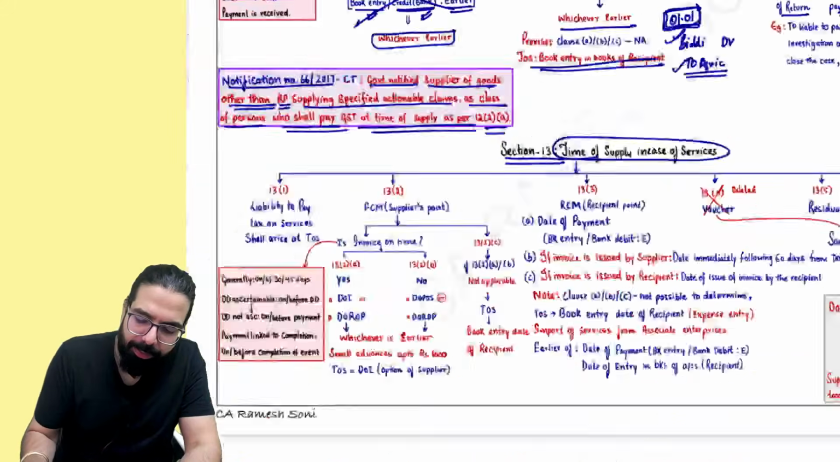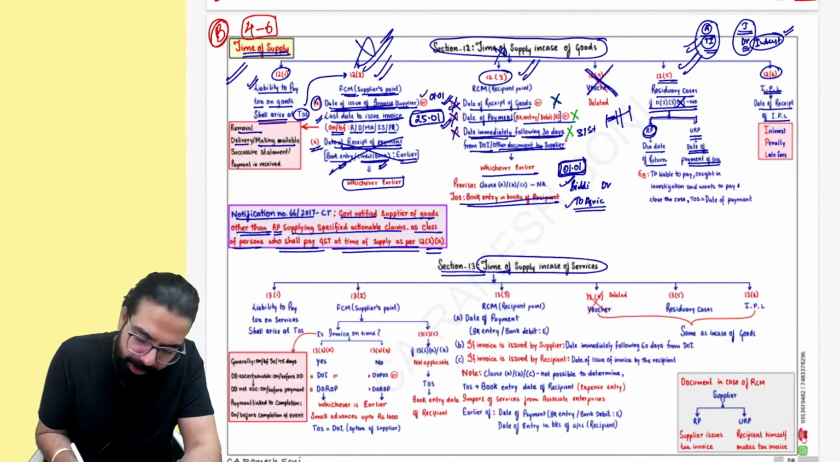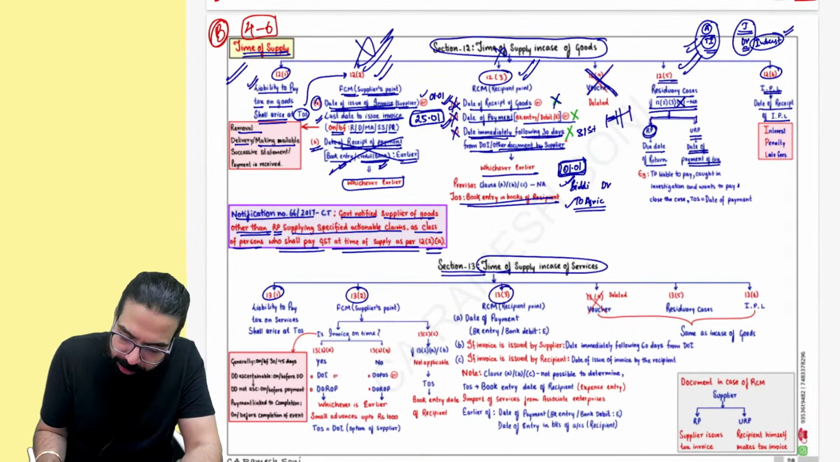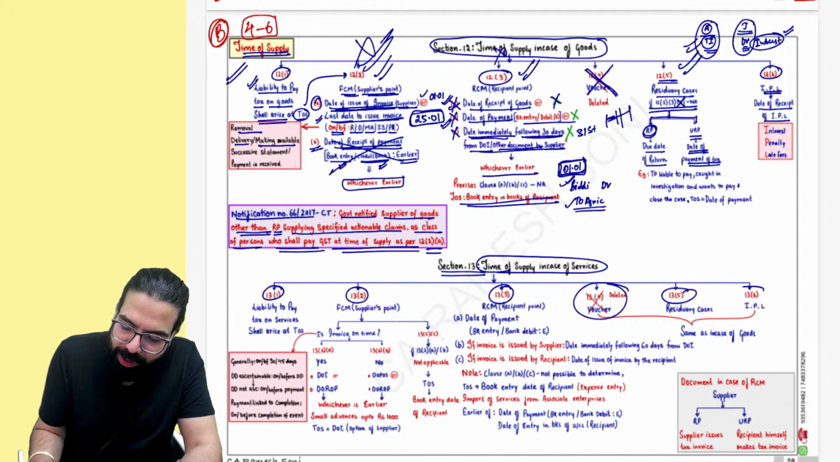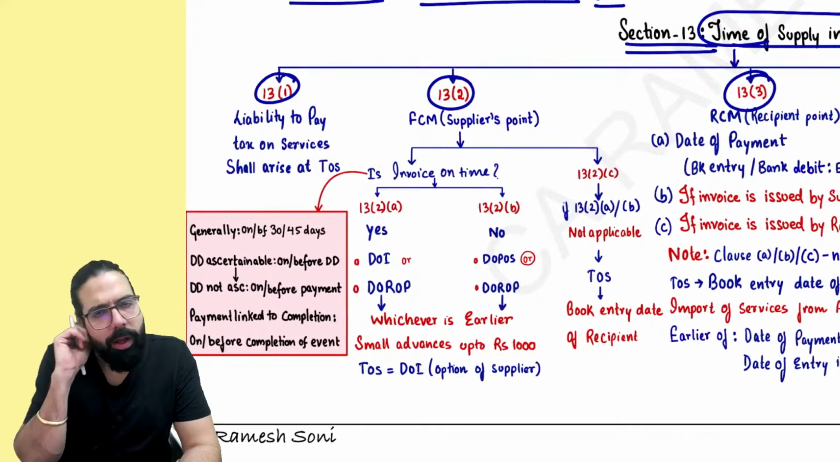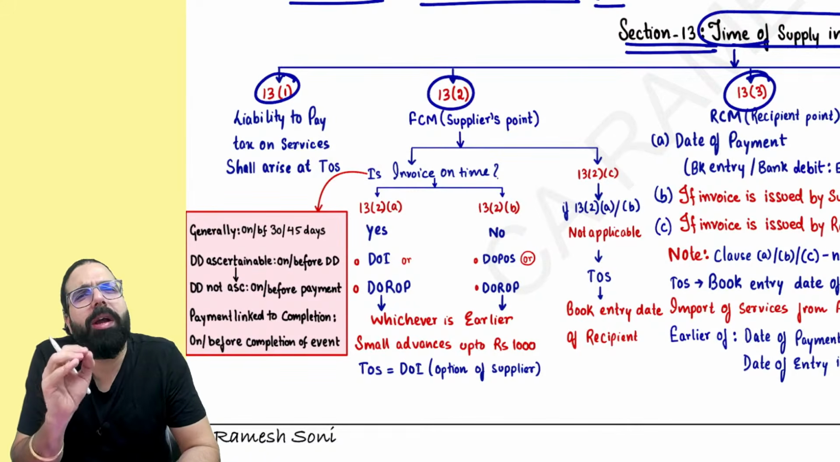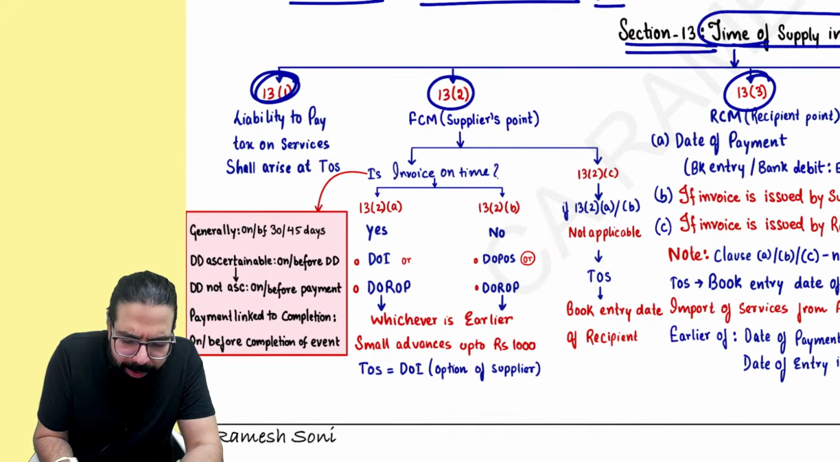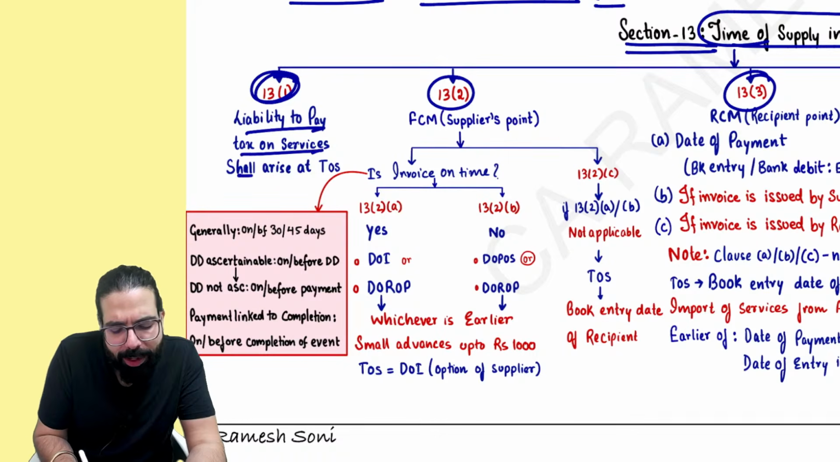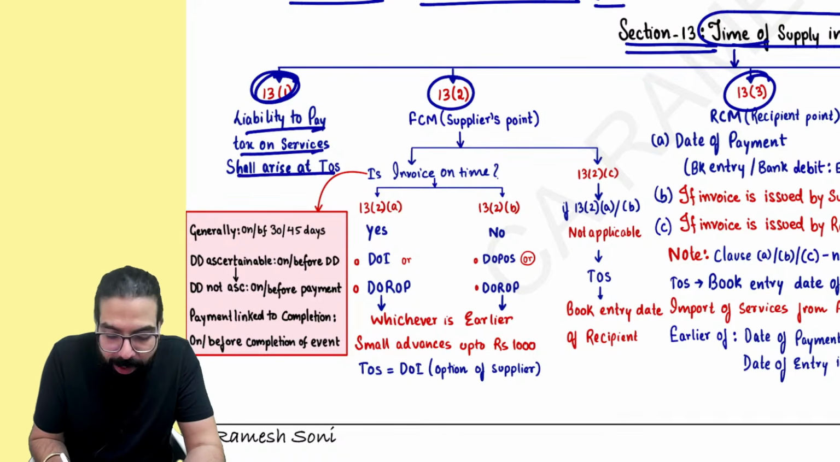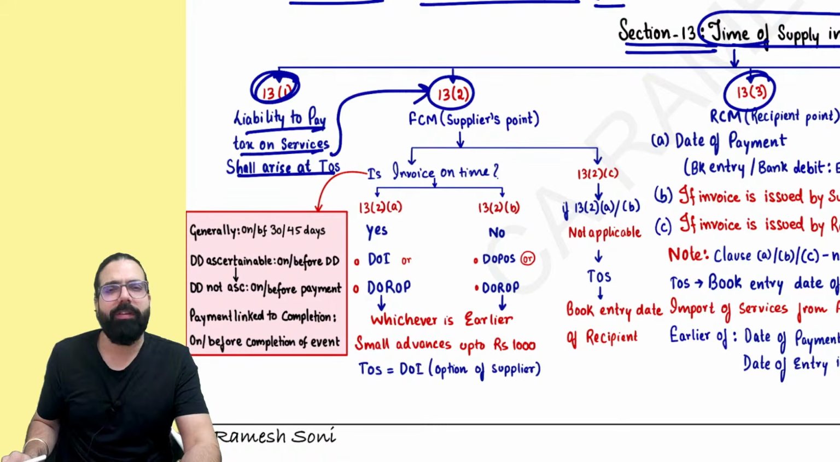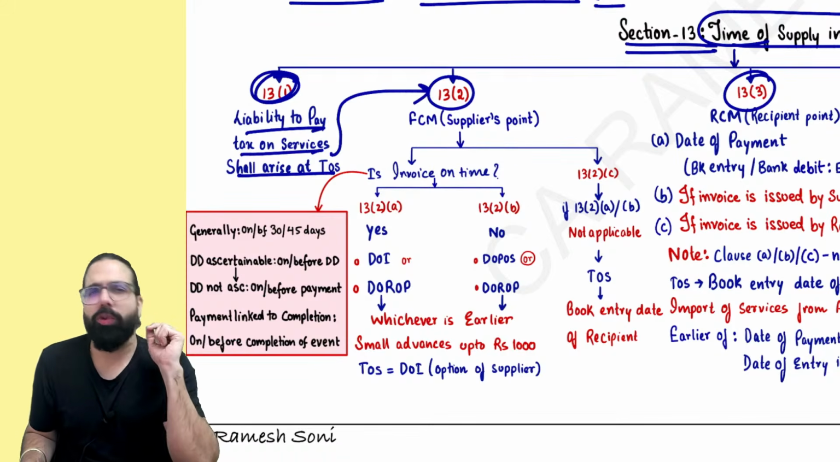So in case of service also, it is the same thing. They have section number 13.1, 13.2, 13.3, 13.4 is deleted, 13.5 and 13.6 exactly as for goods. Now here 13.1 says, when do you become liable to pay? In case of service also, you become liable to pay when it's your time of supply. Sir, how to find out time of supply? Section number 13.2 says very simple.